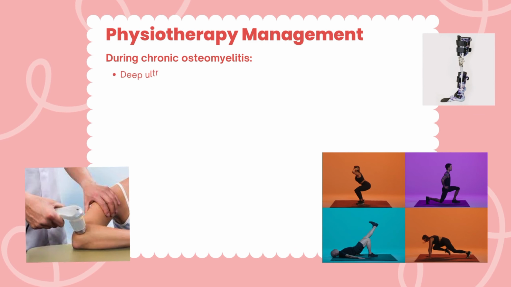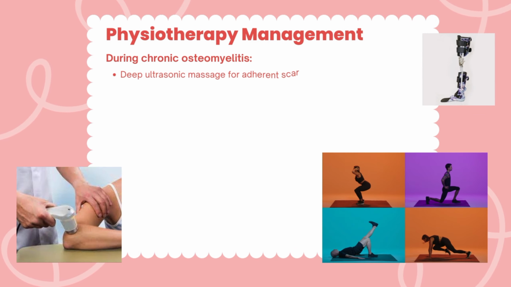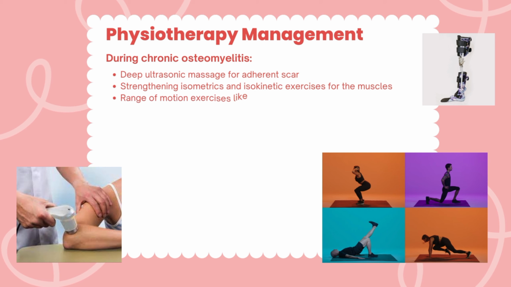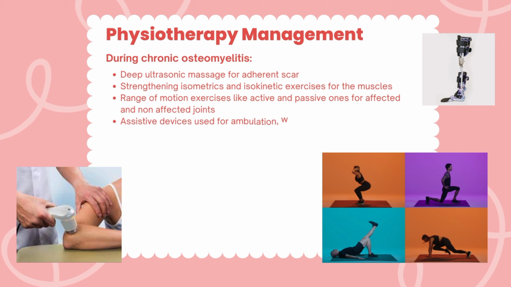For chronic osteomyelitis, deep ultrasonic massage can be applied for adherent scar. Strengthening isometric and isokinetic exercises for the muscles. Can do range of motion exercises, both active and passive. Use assistive devices. If there are deformities, they can be corrected by various orthotic devices. And if the patient has limb length discrepancies, they can be corrected by a shoe raise.